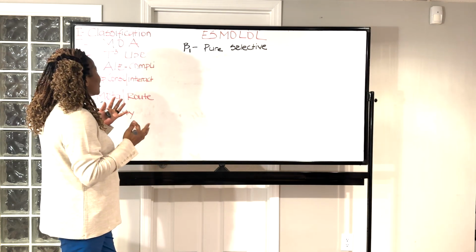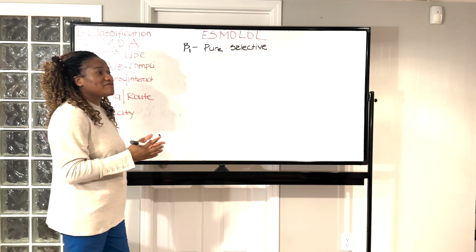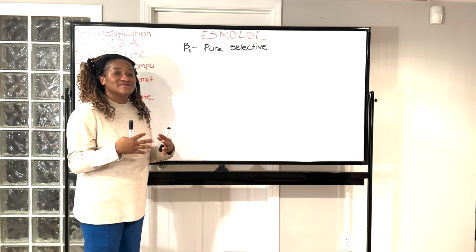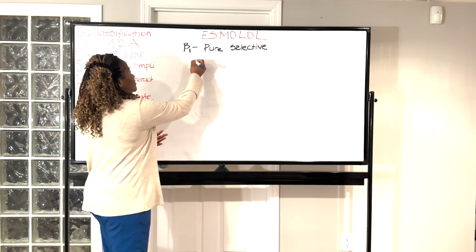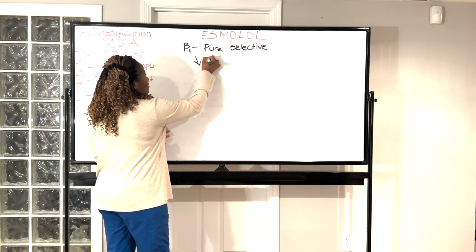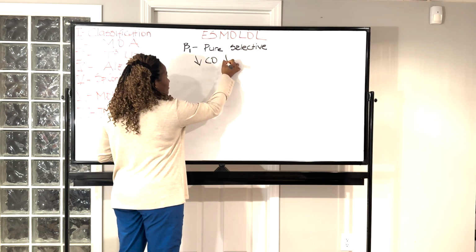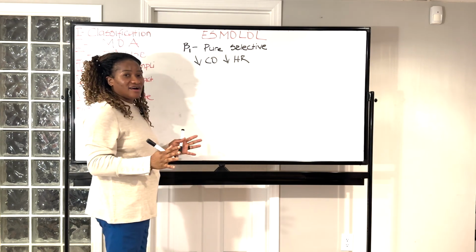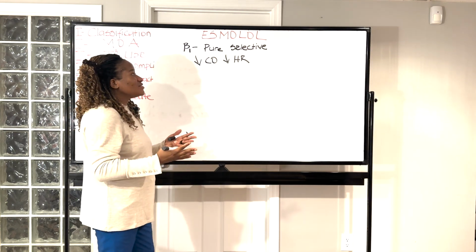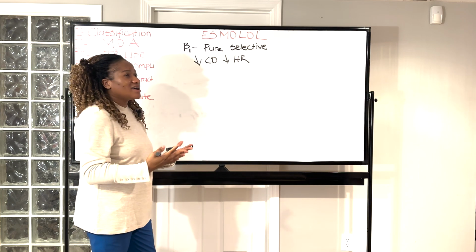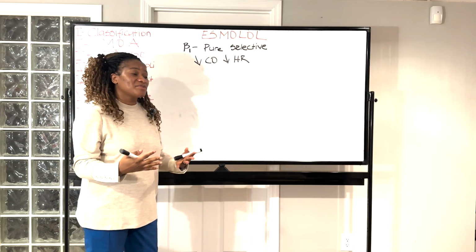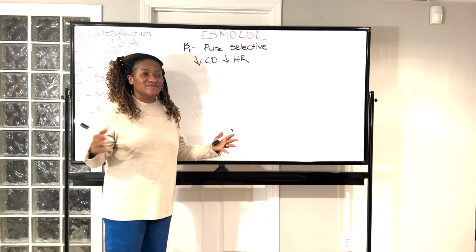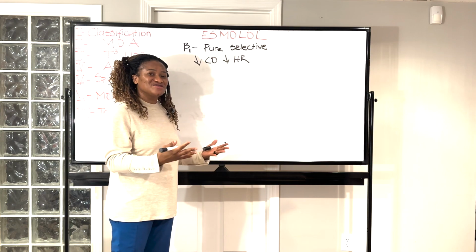So now, what is Esmolol's mechanism of action? Because it's a beta-1 antagonist, and beta-1 receptors are mostly located on the heart, it's going to decrease your cardiac output, it's going to decrease your heart rate, and that action is going to stop on the heart. Now, Esmolol also has some intrinsic properties that are specific to Esmolol, not because it's a beta blocker, but just because it's Esmolol. It's a special drug.